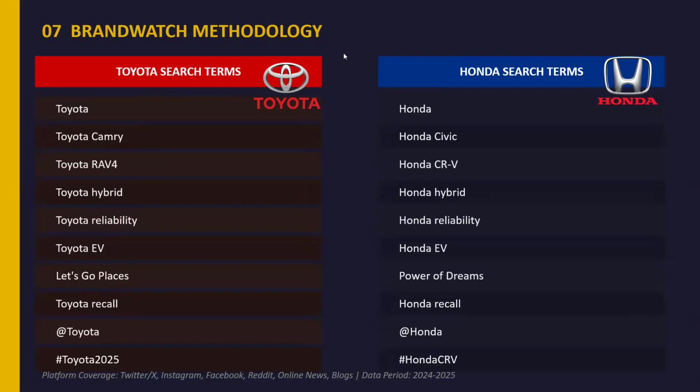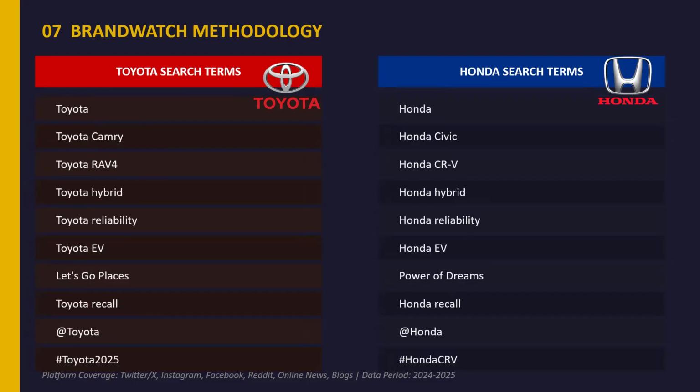Now we move on to the Brandwatch methodology. This is where I compiled all the tools that I used from Brandwatch. I gathered the social analytics data for this analysis using Brandwatch, one of the leading social listening and consumer intelligence platforms in the industry. Brandwatch uses AI and natural language processing to analyze consumer conversations across over 100 million online sources.